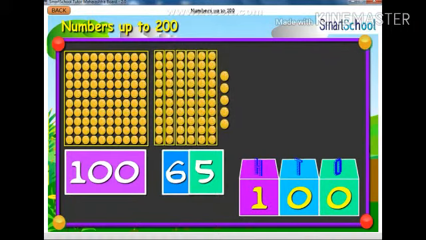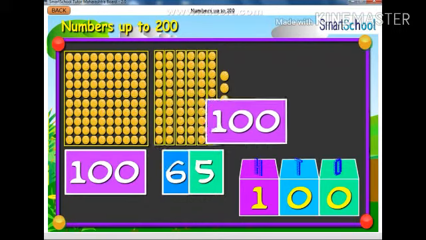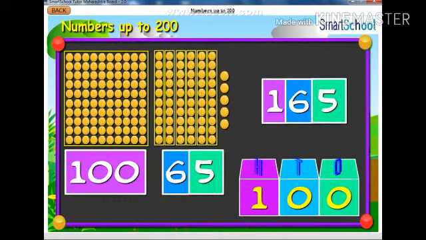Now in this case, we add 65 laddus to it. Since 6 tens are added and 5 ones are added, we will add 6 to the tens digit and 5 to the ones digit. So, it will become 165, or we call it as 165.